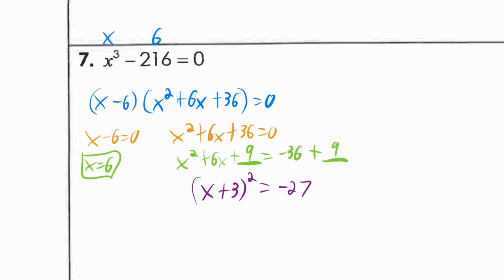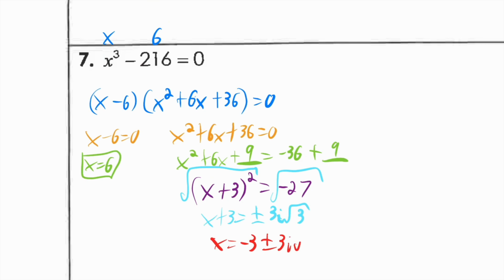Now I will square root, since I have completed the square, and get x plus 3 equals positive and negative, and this simplifies to the square root of 9 times the square root of 3 times the square root of negative 1, or 3i square root of 3. I will now subtract 3 and be done with the problem, giving me negative 3 plus or minus 3i square root of 3. Holy threes. And so those are my second and third answers alongside x equals 6.